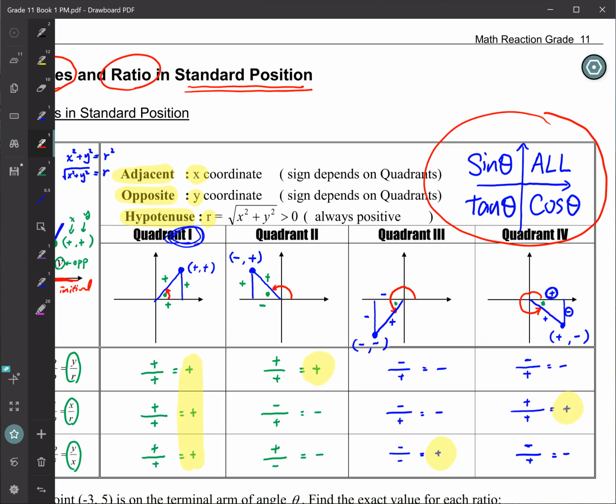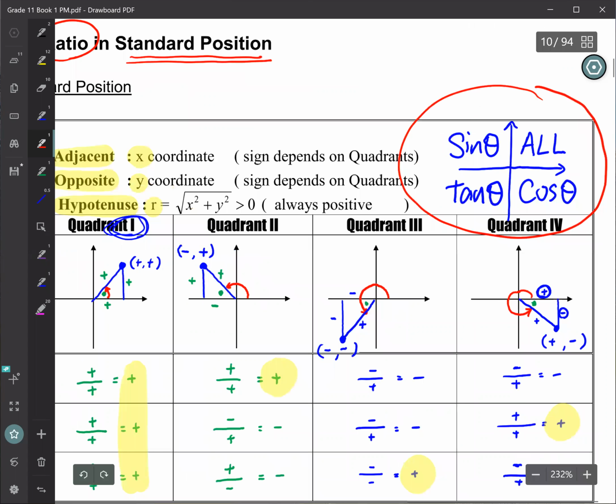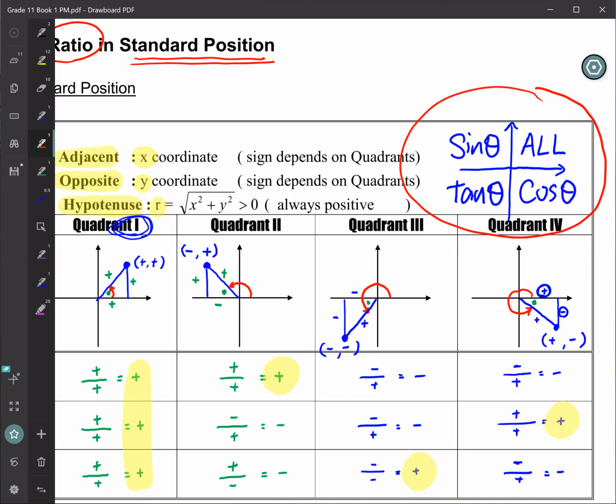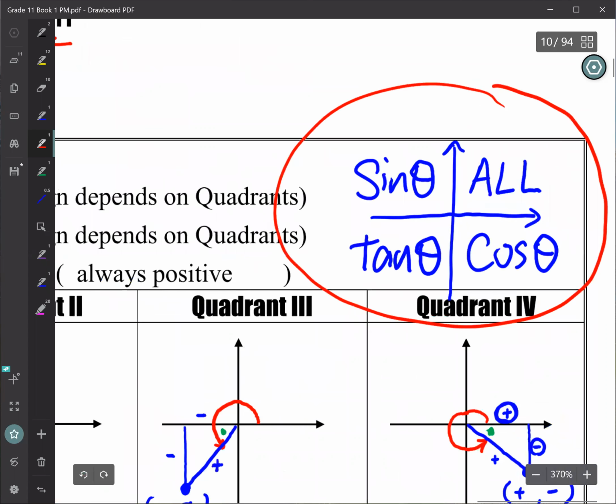Another one I can try. For example, I say, where is cosine positive? So you look at the chart again. Cosine is positive in all, right? Cosine is positive in here. So 1 and 4. Okay, so this is what you would answer me.